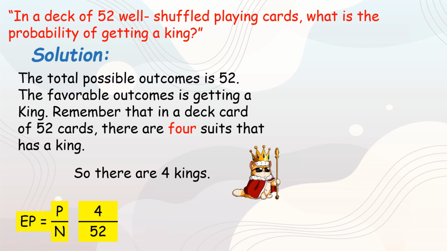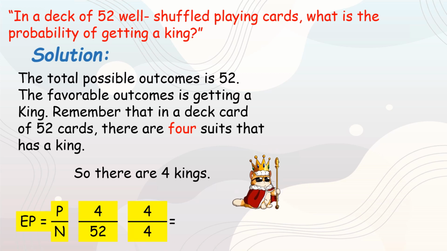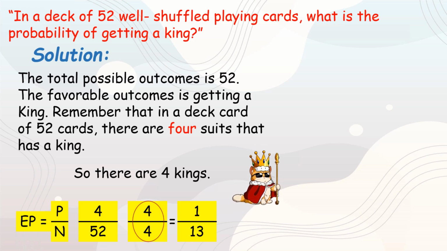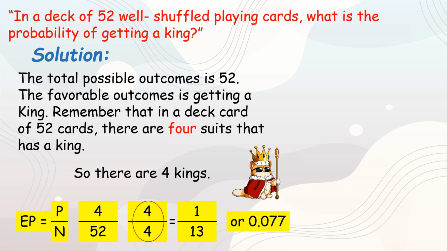So, 4 over 52. So, therefore, 4 over 4, that would be the common factor of these two numbers. Then, 4 divided by 4 is 1. 52 divided by 4 is equal to 13. So, therefore, 1 over 13 or 1/13. So, yun. Or, pwede natin simplify yan, or 0.077.